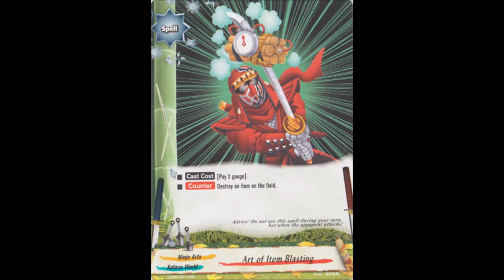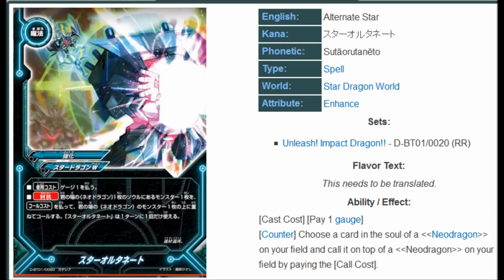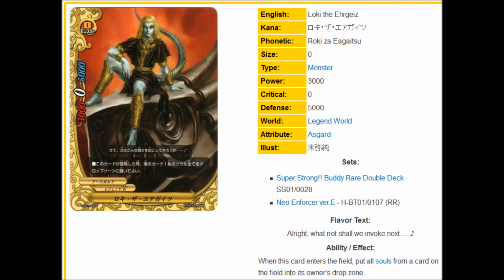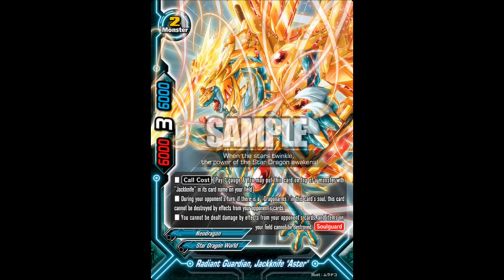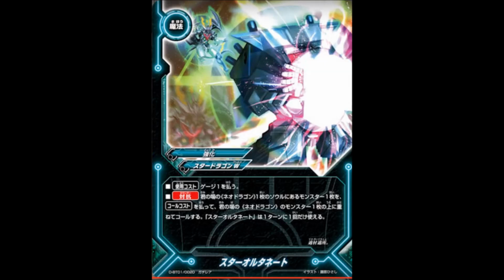A new card was printed that is the Nightmare and Bane of all targeted effects. This card is called Alternate Star. This card allows you to essentially call a card from this soul over the card that has it in its soul. This means that if your opponent calls, say, Loki the Air Guys, targeting your Radiant Guardian Jackknife Aster with its ability to remove all soul from that card, you may cast Alternate Star to call a unit from the soul, and the targeting of the original monster is going to fizzle because it's no longer on the field.